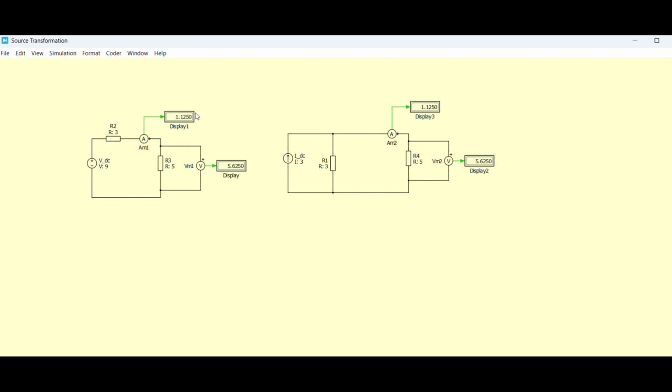So see, you can see that in the first case my current is 1.125 ampere. Here also 1.125 ampere. The voltage across this load resistance is 5.625. Here also 5.625 volts. So this verifies that this voltage source is equivalent to this current source.